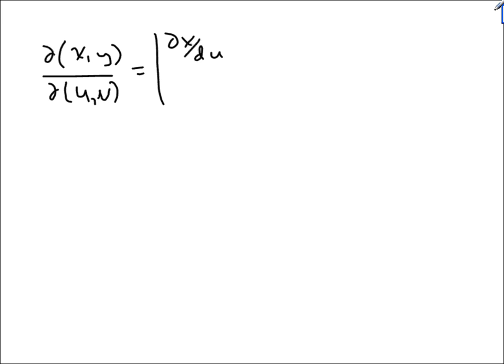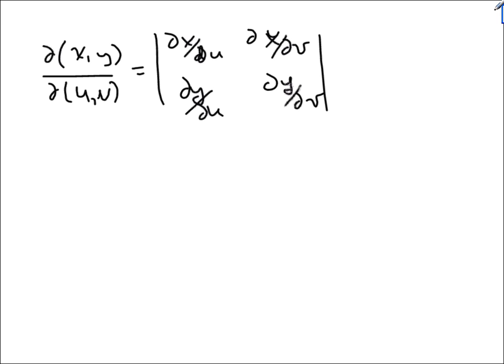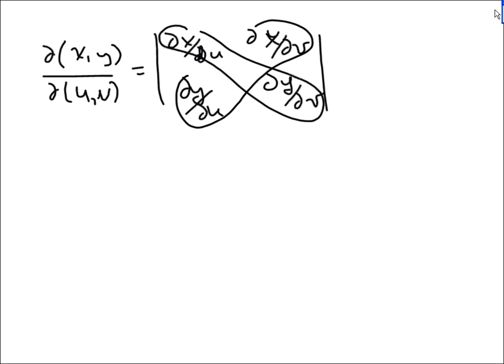Jacobians are normally written like this, and this has no meaning until I define it. It's a determinant. It's the partial of x with respect to u, partial of x with respect to v, then the partials of y with respect to u and v. It's the determinant. That is, it's this product minus this product.